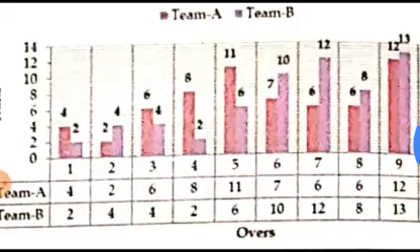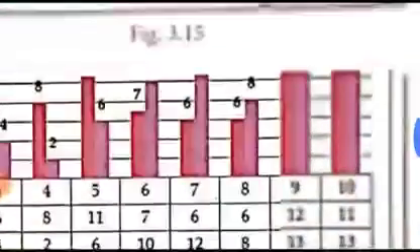You can see that between the values 1 and 2 on the overs axis, there is a vertical line. All of you can see the vertical line which has been drawn between 1 and 2. It was not there in the previous chart. If you look at the previous chart, this line was not there.